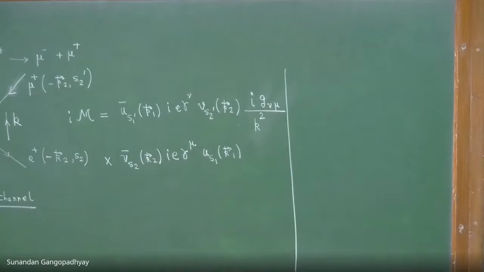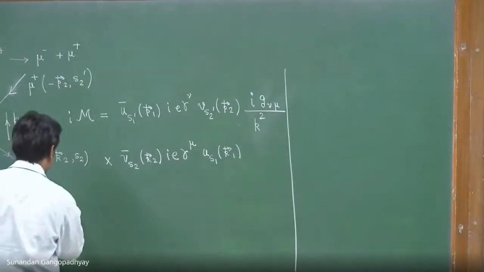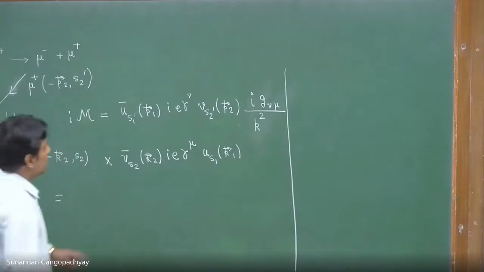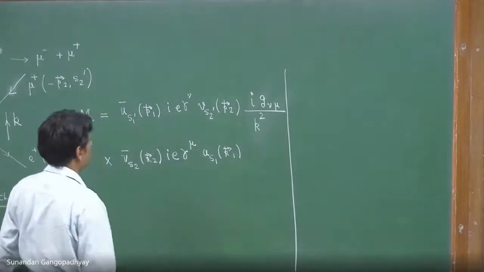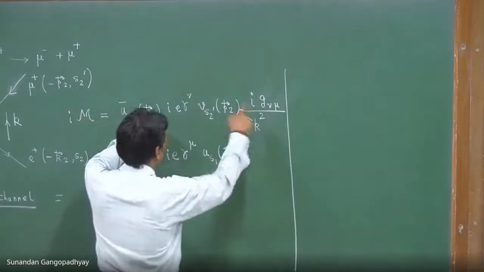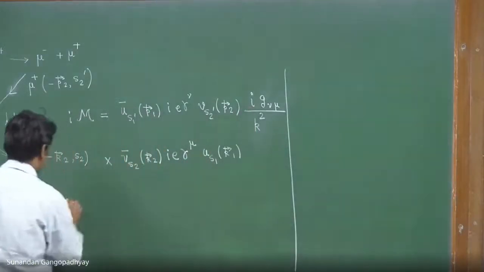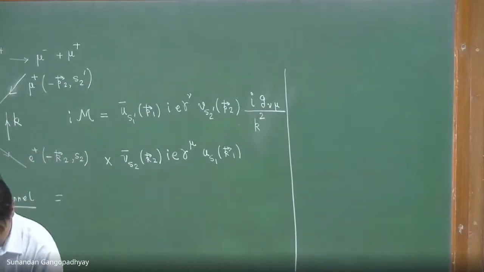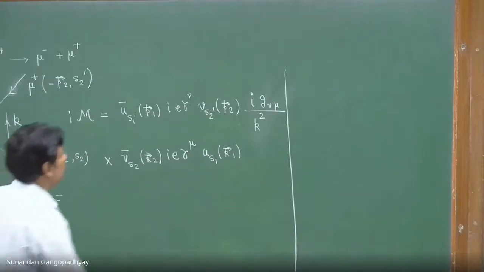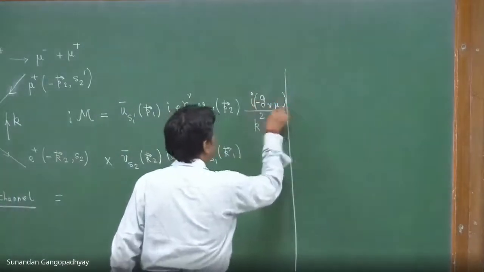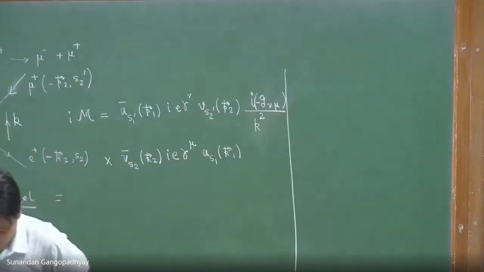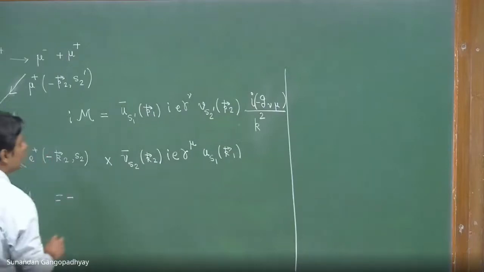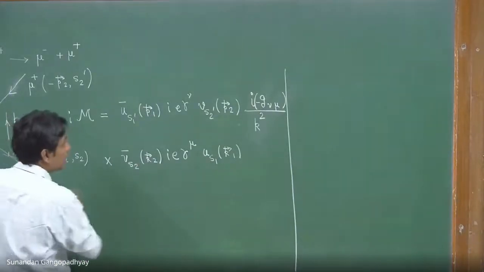So now let us simplify this a little bit further. You have an i over here, so this i times i gives you a minus. There is an i here, so I can write this down as, okay, here there will be a minus for the photon propagator: minus i g nu mu by k square. So that gives us a minus. What you can do is just take this minus out.